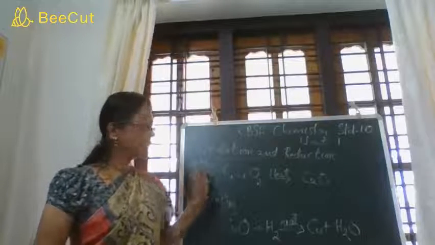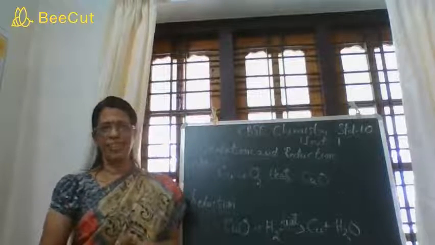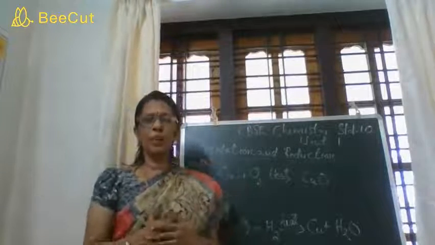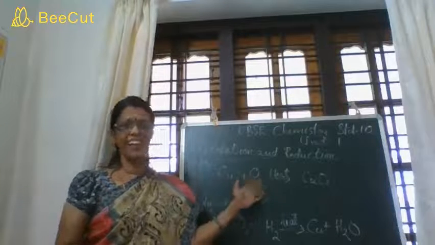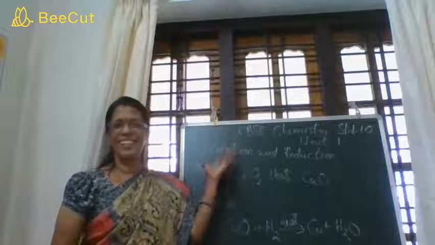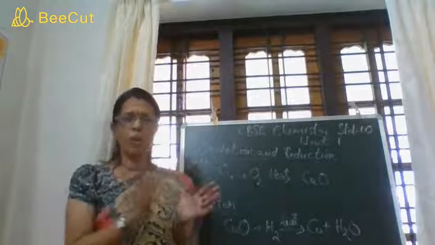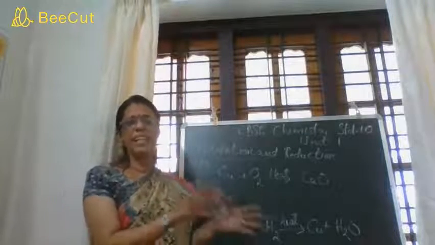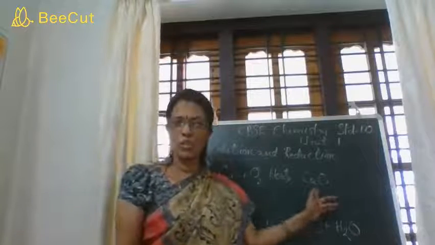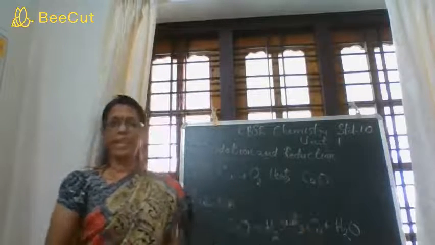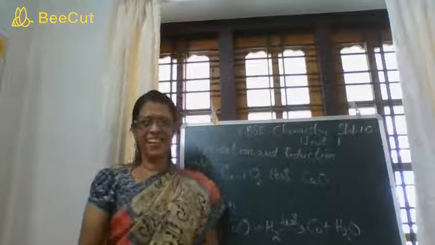Oxidation means combination of any substance with oxygen. When a substance combines with oxygen, it is a combination reaction, and also an oxidation reaction. Copper is combining with oxygen and we get copper oxide. This is a combination reaction. Any substance when combined with oxygen, we can call it an oxidation reaction.